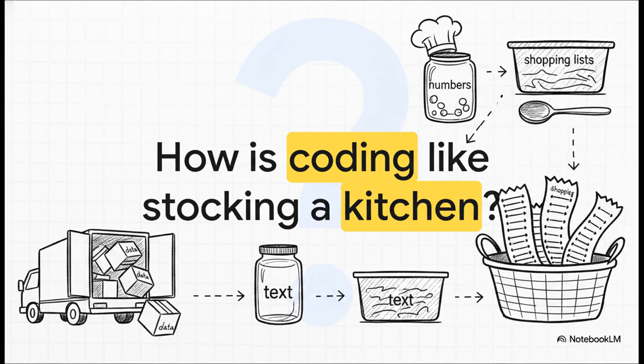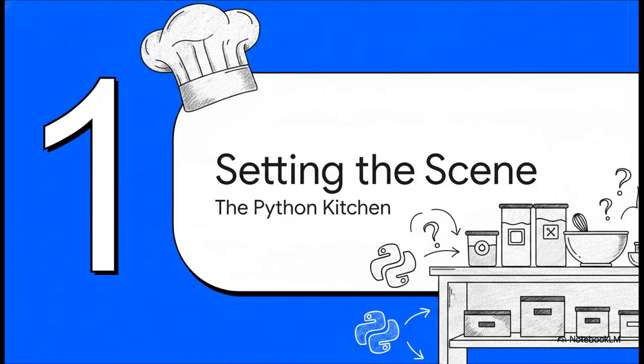So picture this. Your counters are absolutely bare. The delivery truck just pulled up, and all of your programming data, the numbers, the text, the giant shopping lists, are the groceries that need to be put away and organized perfectly. You obviously can't just throw everything into one massive pile in the center of the room, right? You need a system. You need the absolute right containers for the right ingredients. Setting the scene, the Python kitchen.